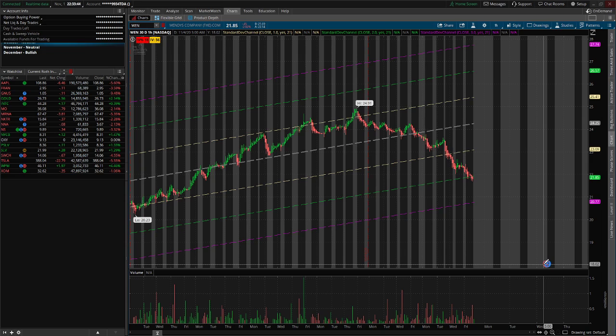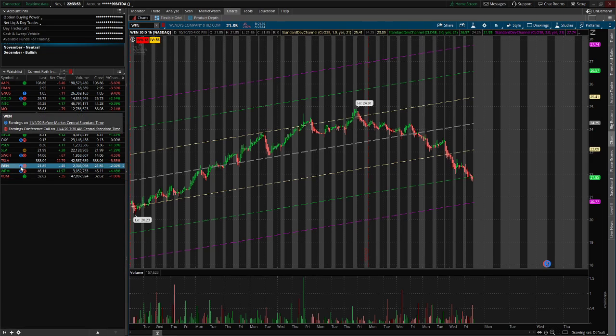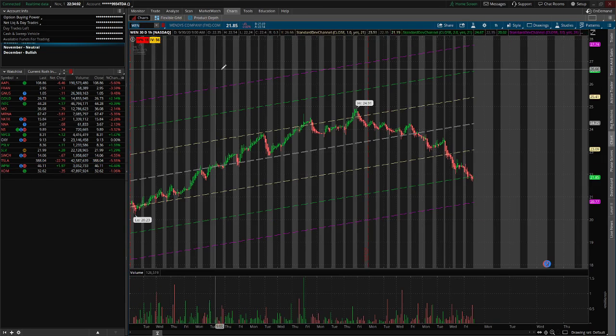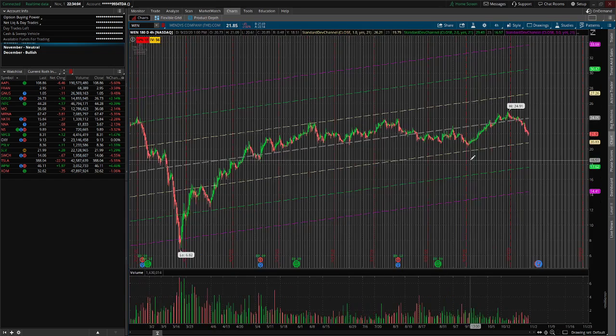Let's see. For some reason I can't get estimated. It doesn't give me estimated. Okay. I think they're gonna hit this support level down here at $20. That's what I think. And let's see.